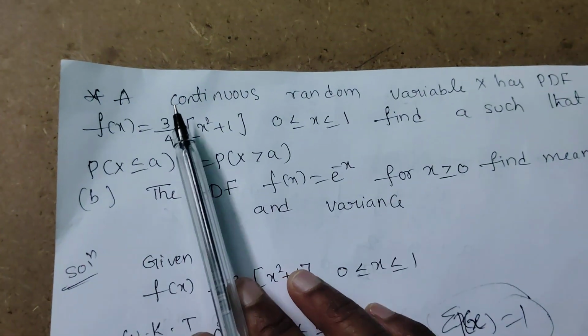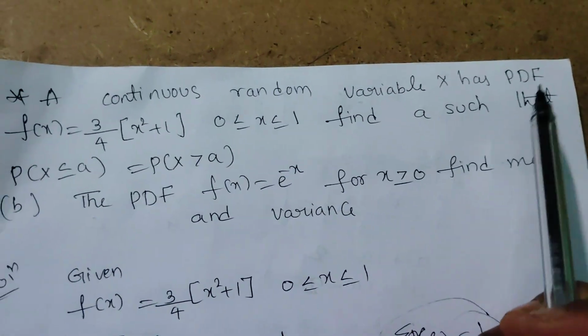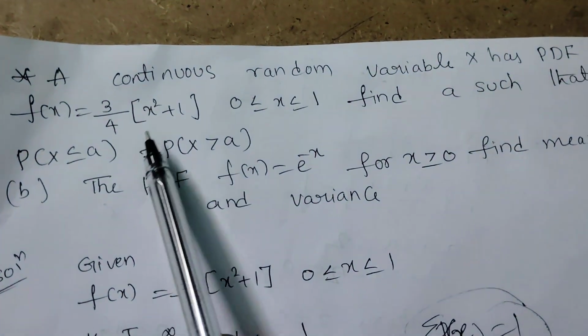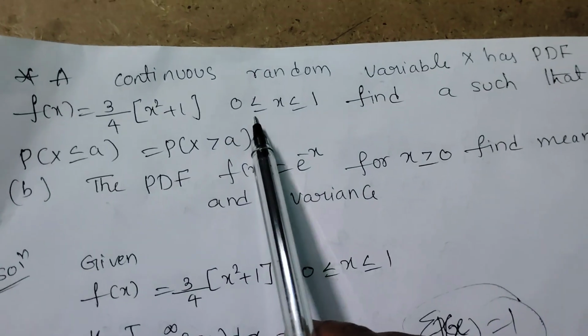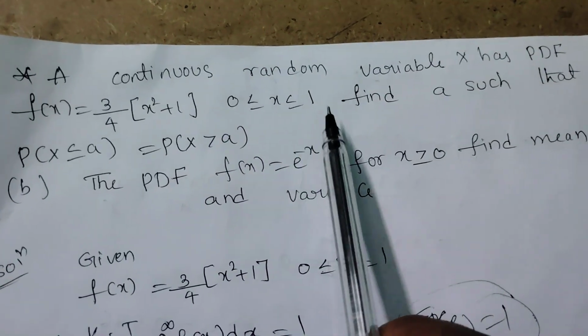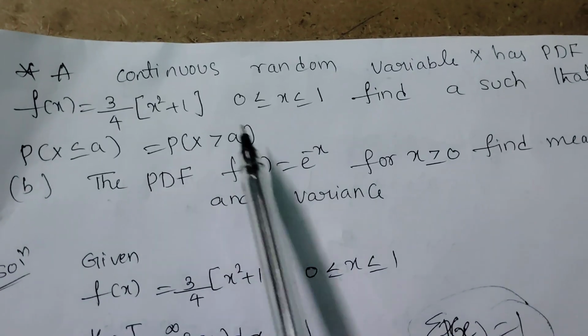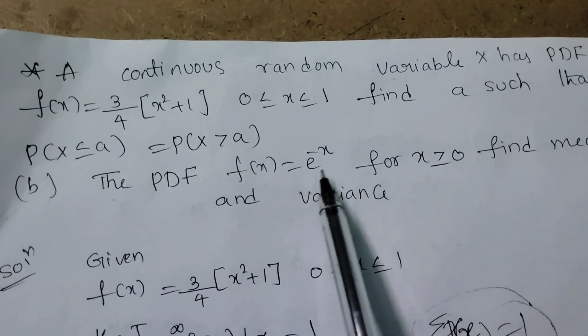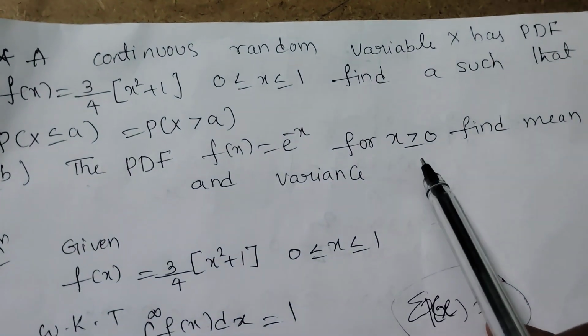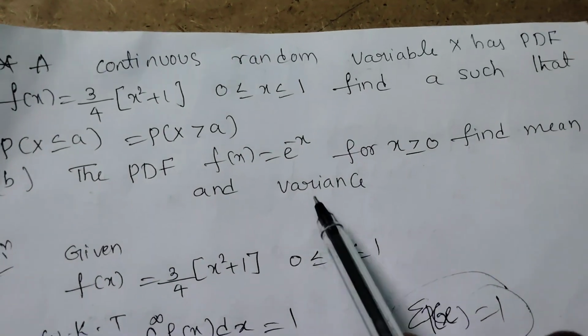So here our question is: a continuous random variable x has a PDF f of x equal to 3 by 4 into x square plus 1 in the interval 0 less than or equal to x less than or equal to 1. Find a such that P of x less than or equal to a equals P of x greater than a. The PDF f of x equal to e power minus x for x greater than or equal to 0. Find mean and variance for this problem.